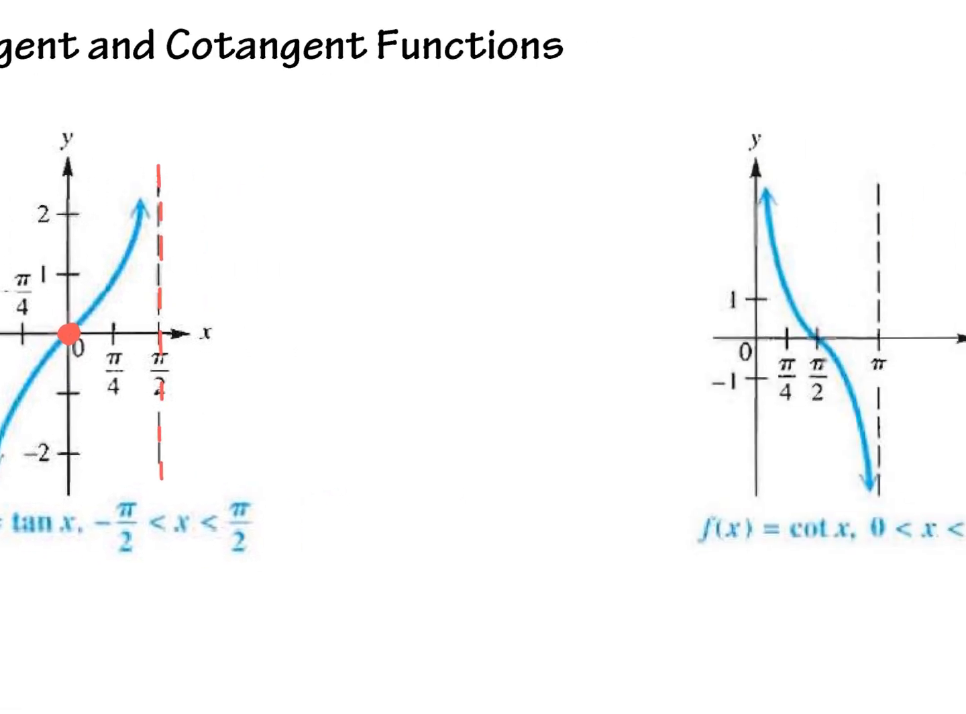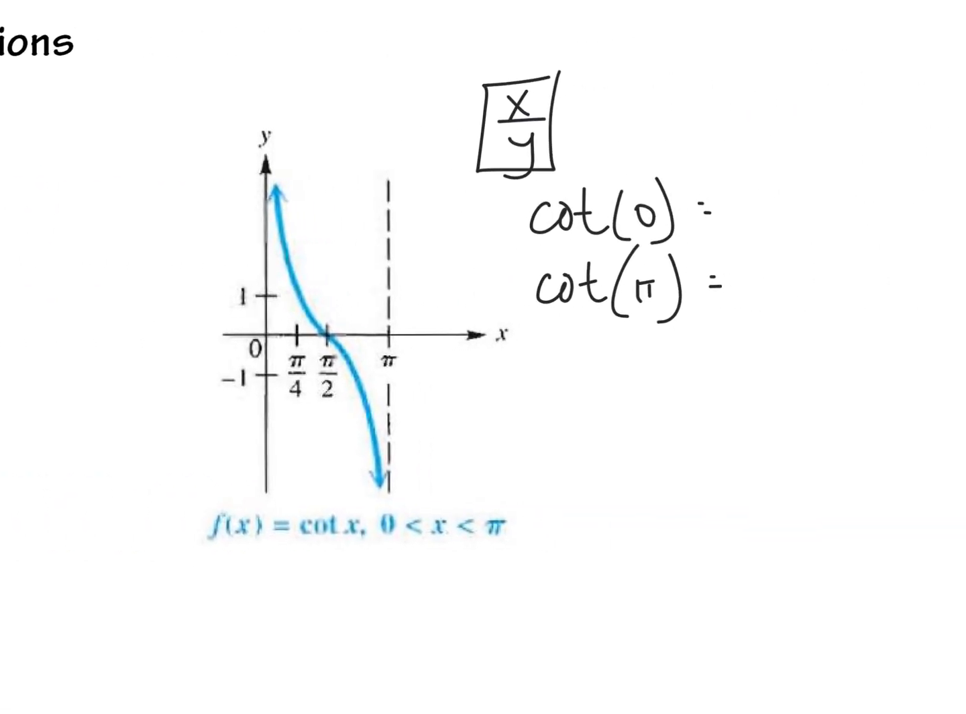Let's talk about cotangent for a second. So remember that cotangent is x over y. So at 0 degrees, the x value is 1, but the y value is 0, so that's undefined. So notice how at 0, there's a dotted line. Same thing for pi. That's different than the tangent function. Okay, the other thing is that at pi, remember the x value at pi is -1, and the y value at pi is 0, so -1 over 0 is undefined. So again, we have our asymptote there.